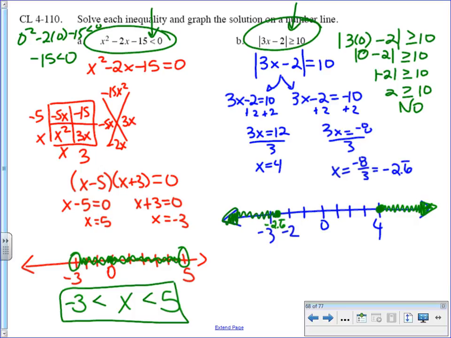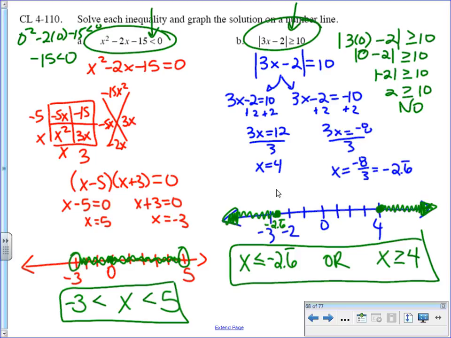So let's just write our inequality. X here is less than or equal to negative 2.6 repeating. Here, x is greater than or equal to 4. And there's my solution to that inequality. And yes, you do need the number line to show that solution.